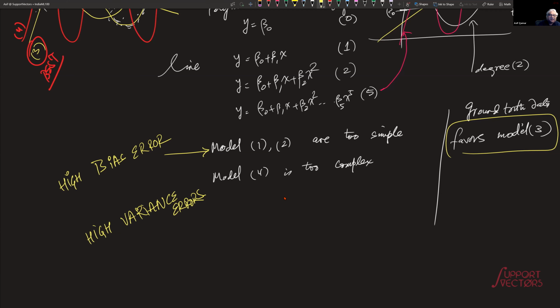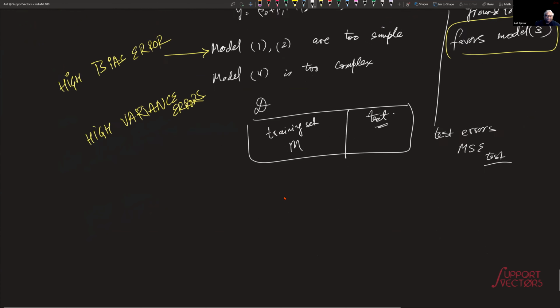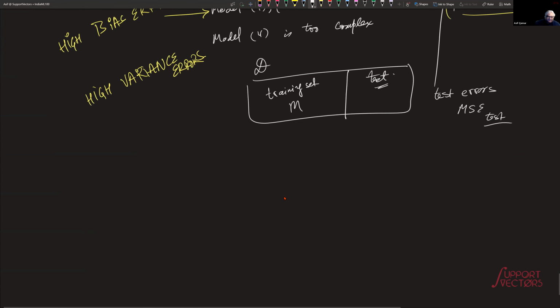What you do is, you take your data, suppose you have this data, you split it into the training set and the test set, right? You train the model here, but you test it on this data and compute the test errors, the mistakes, MSE on the test data. And then you pick that model which has the lowest MSE. And when you do that, there is an interesting observation that you have.